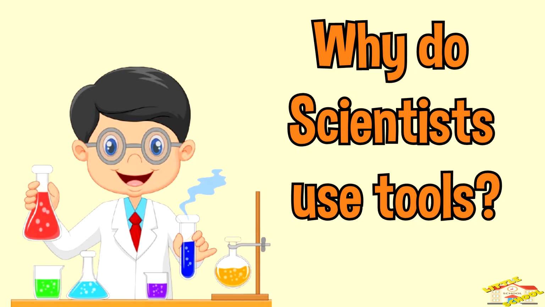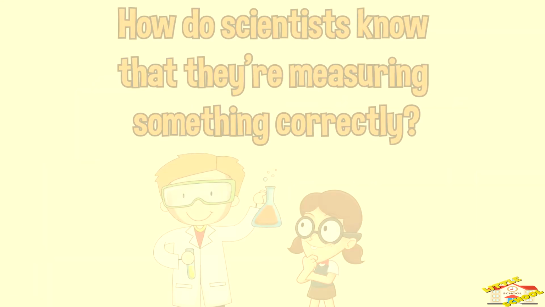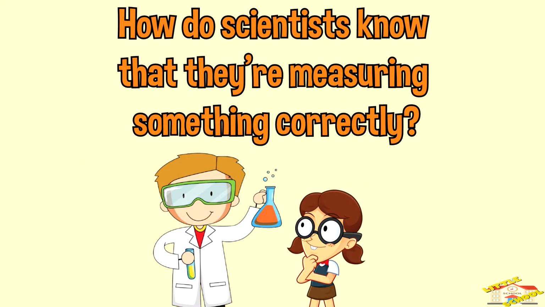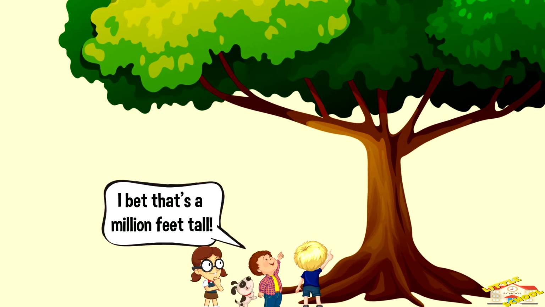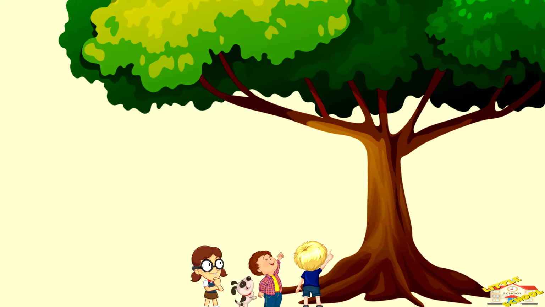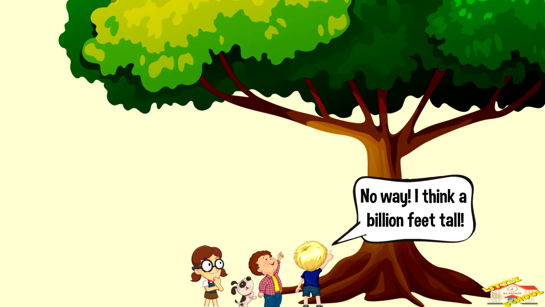Why do scientists use tools? How do scientists know that they're measuring something correctly? If we only guessed or used our senses, like how hot something feels or how big it looks, we might not always get it right.